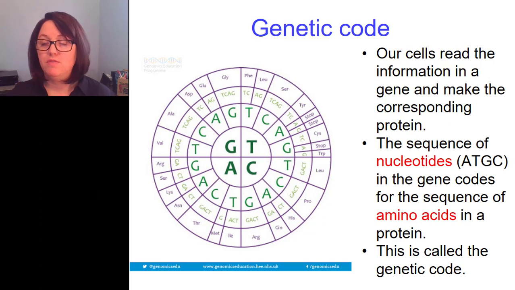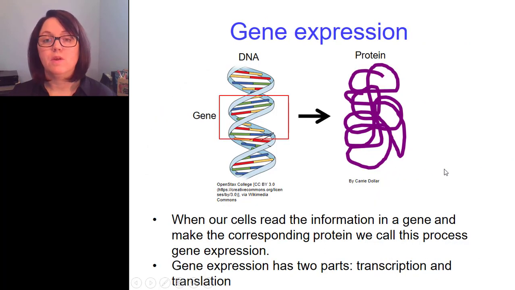For example, if the DNA sequence read ATG, then that would be the code for the amino acid methionine in a protein. But the code GCT would give us the amino acid alanine. So the process of actually reading the information in a gene and making the protein is called gene expression. You're expressing the gene when you're reading it and making the protein. Gene expression actually has two parts to it. The first part is called transcription, and the second part is called translation.